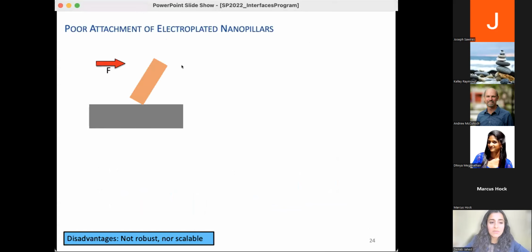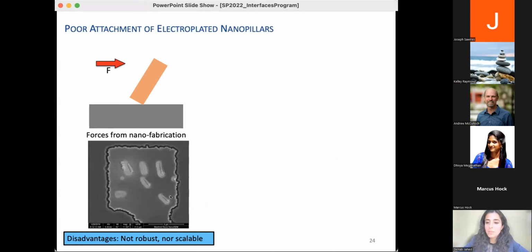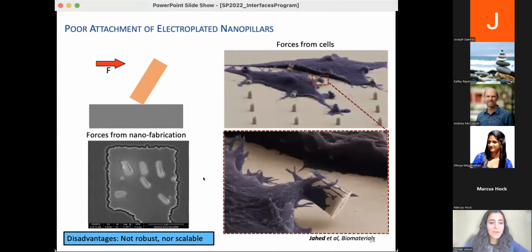And one reason was that the forces exerted by our heart muscle cells, which is what we were recording in this case, can actually detach our nanopillars from our surfaces. So when we did some SEM images of our sensors after culturing these heart muscle cells on top of them, you can see that the cells don't particularly treat the nanopillars with care. In these SEM images of the cells with the nanopillars, you can see the forces exerted by the cell can completely detach these nanopillars from the surfaces.